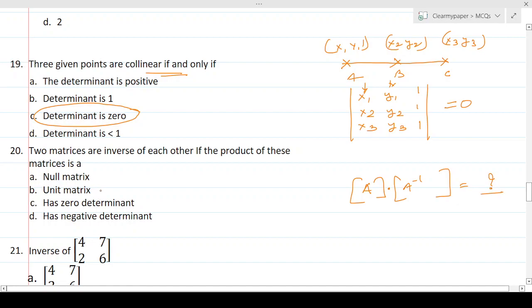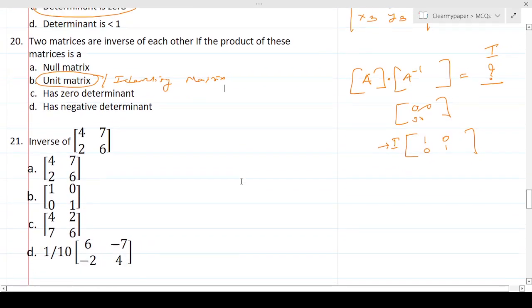Is it going to be a null matrix? I don't think so. Null matrix means all the elements are going to be 0. Is it going to be a unit matrix? A unit matrix is nothing but the identity matrix, where the diagonal elements are 1, and this is also called I, or identity matrix. And looks like that's the answer. When two matrices are inverse of each other, the product is I, the unit matrix. But let's check the other answers. Has 0 determinant? Not possible. Has negative determinant? That's also not possible. So unit matrix or identity matrix, that's the answer over here. So for two matrices that are inverses of each other, A times A inverse is equal to I. If you remember that, that's how it proves the inverse of a matrix.